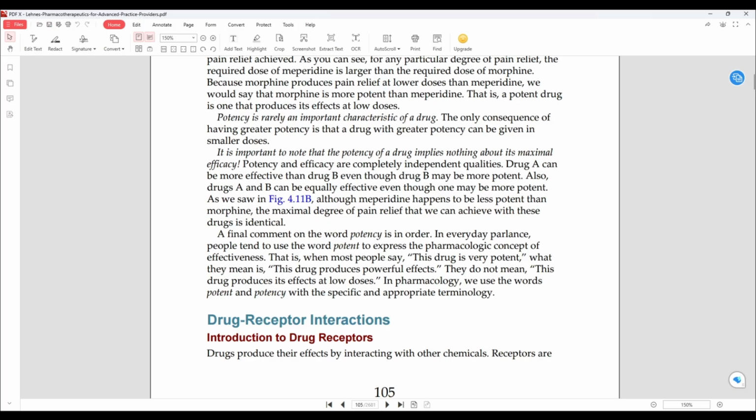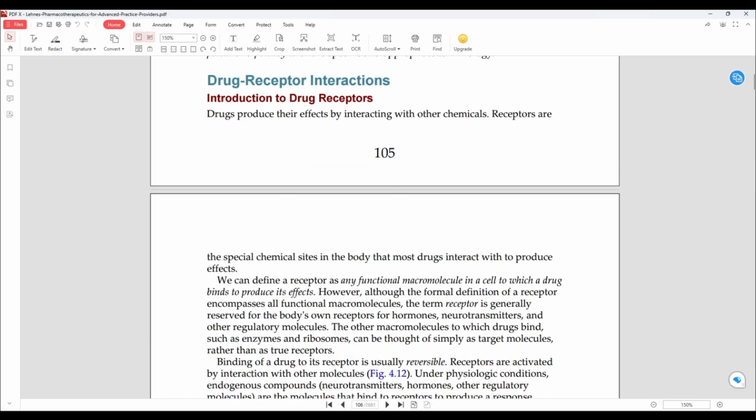As we saw in Figure 4.11b, although meperidine happens to be less potent than morphine, the maximal degree of pain relief that we can achieve with these drugs is identical. A final comment on the word potency is in order. In everyday parlance, people tend to use the word potent to express the pharmacologic concept of effectiveness. That is, when most people say this drug is very potent, what they mean is this drug produces powerful effects. They do not mean this drug produces its effect at low doses. In pharmacology, we use words such as potent and potency with a specific and appropriate terminology.